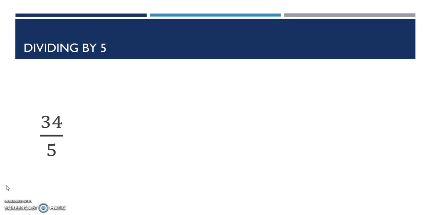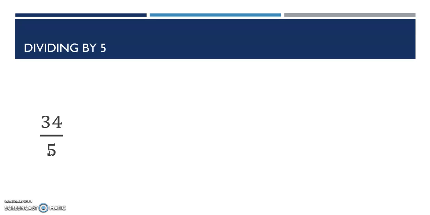Your first example here is 34 divided by 5, and you see your numerator or your dividend is 34 and your denominator or your divisor is 5. So your first thought for this is to use long division, but you can't take 5 out of 3 for your first step in long division.